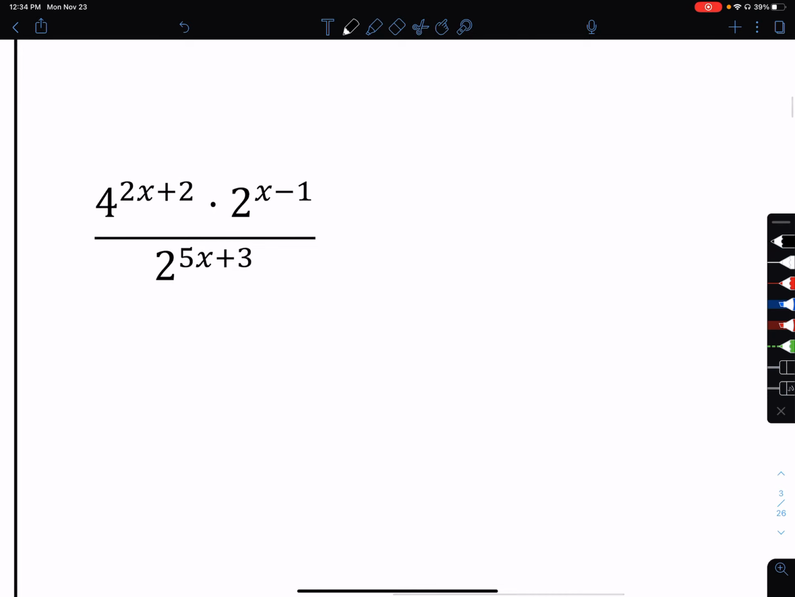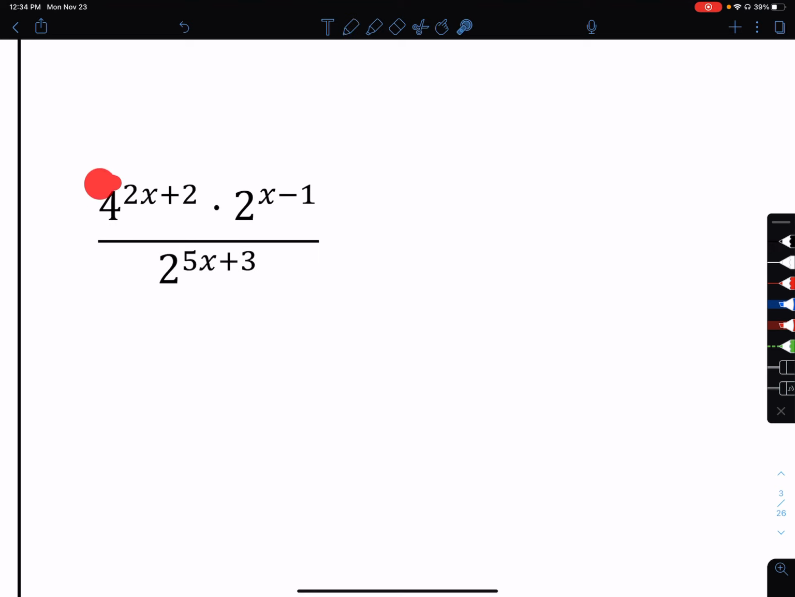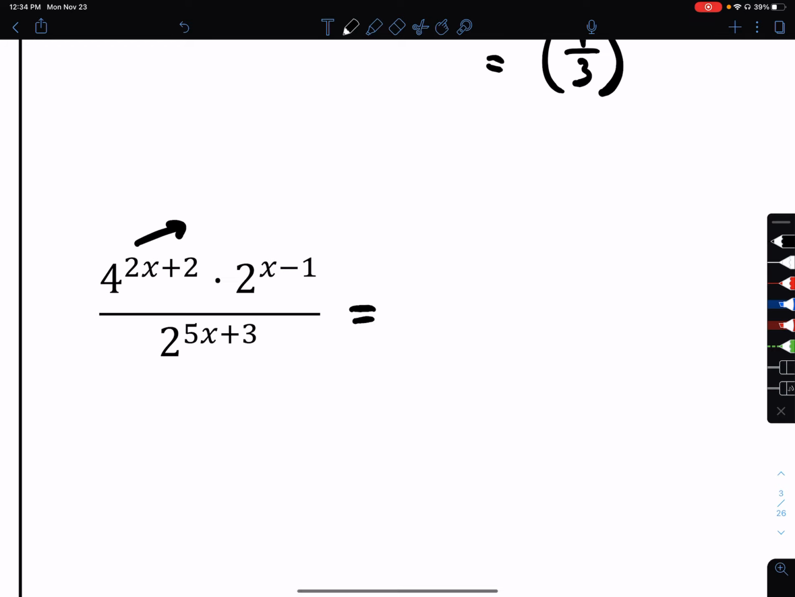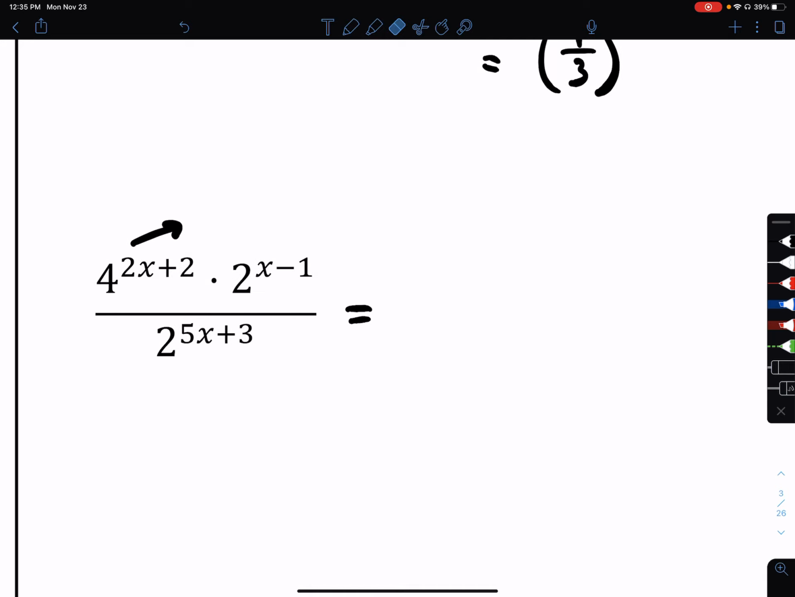This next one, the directions said to write it as a single base. We're going to try to follow those directions. We have a little problem here because it's not the same base as these other ones. So how can we fix that? We want these bases 4 and 2 to be the same. So I'm going to rewrite 4 as 2 squared. And that's already been raised to the 2x plus 2. So I took 4 and I rewrote it as 2 squared. I did that so I'd have the same base.